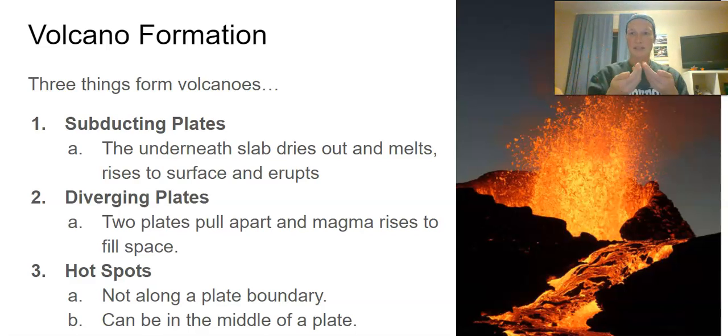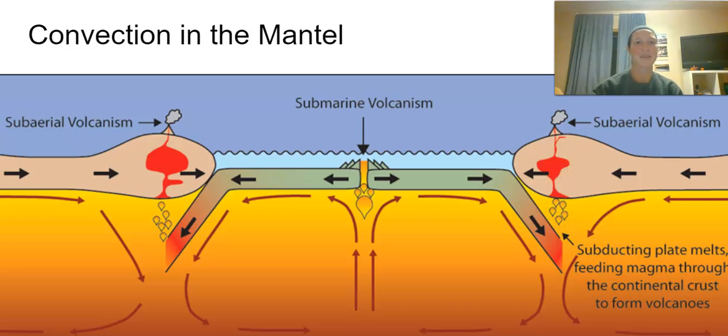The next one is going to be those diverging plates, those pulling apart. Remember, as it pulls apart, the magma fills the spot, and then it's going to cool and create new oceanic crust. Now the last one is one we haven't talked about yet, and this is a hot spot. Now a hot spot is not along a plate boundary. It's going to be right in the middle of a tectonic plate, and it's just one spot that is really volcanically active. So we'll get more into that in just a minute.